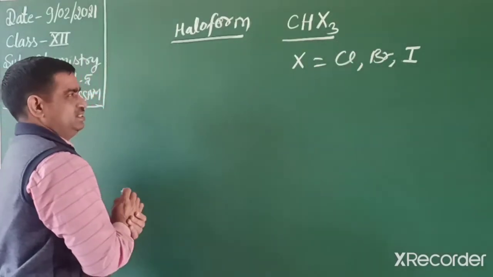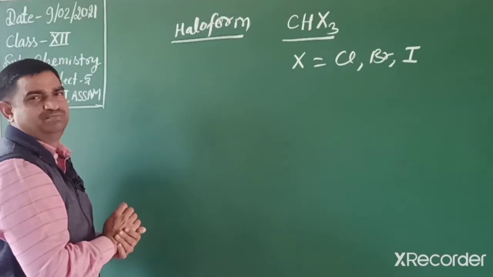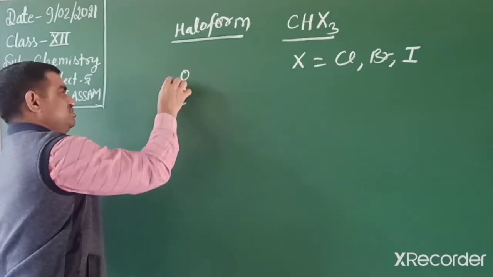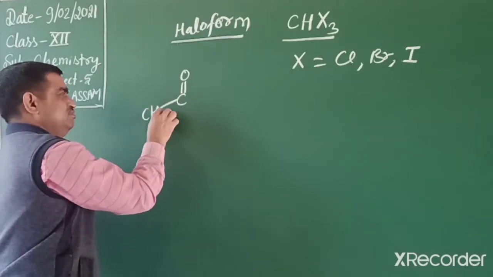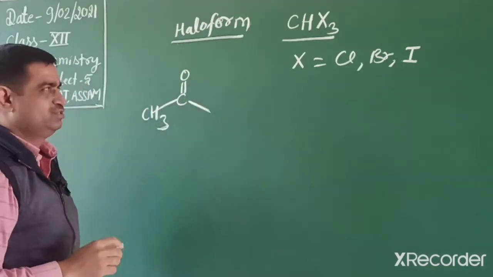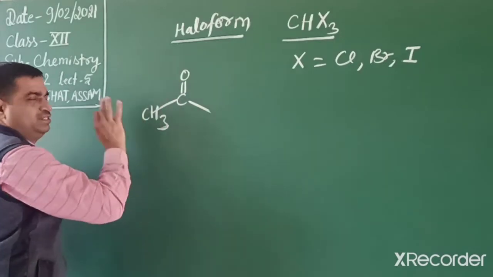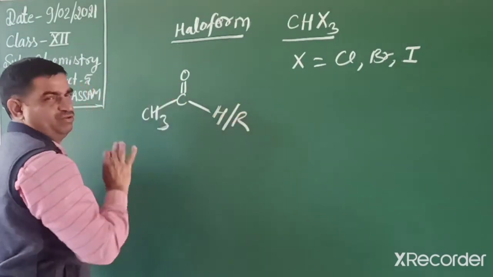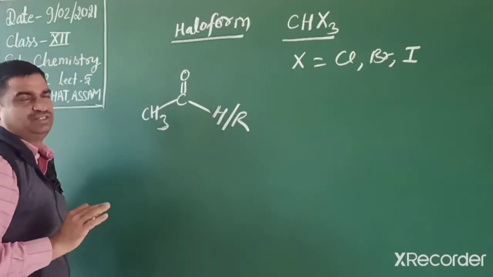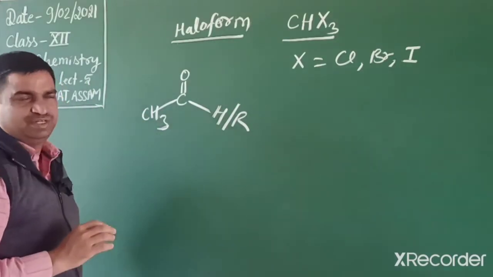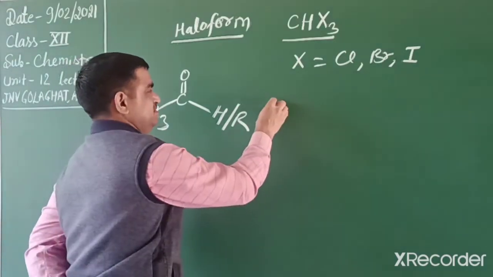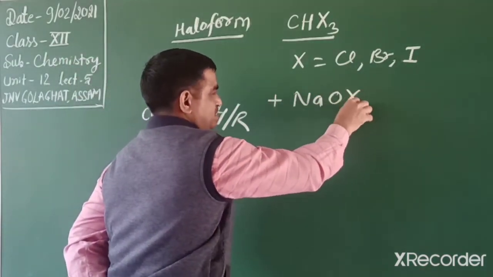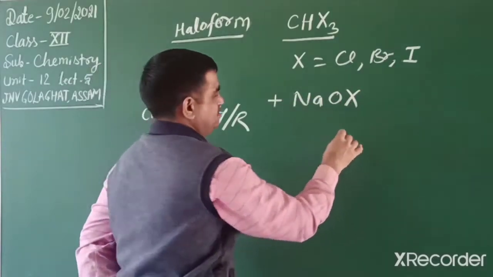So we prepare this from compounds having such a type of group, meaning either aldehyde or ketone, methyl ketones. Those having the CH3CO group react with hypohalite ion, that means sodium hypohalite.